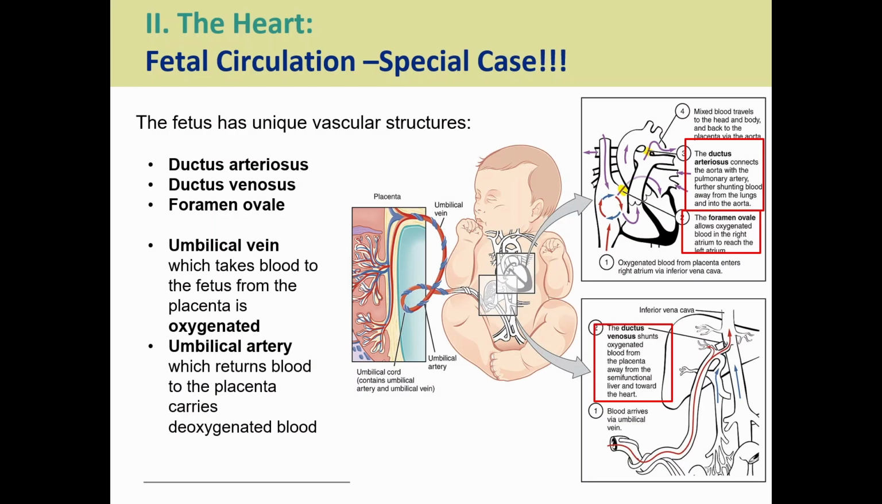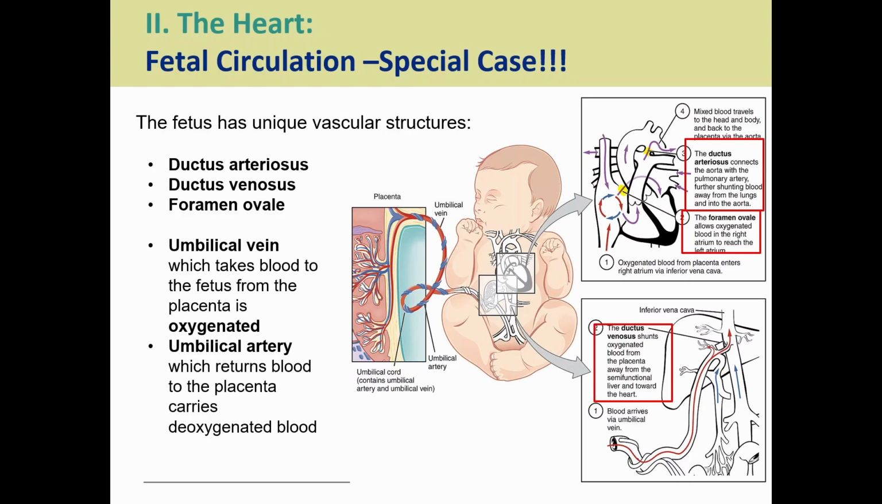Fetal circulation is a little bit different too, because we do not actually use the lungs in the pulmonary circuit yet. We have a few changes. There's a couple openings in the heart that exist in the fetus that do not exist in the adult human, namely the ductus arteriosus, the ductus venosus, and the foramen ovale, right?